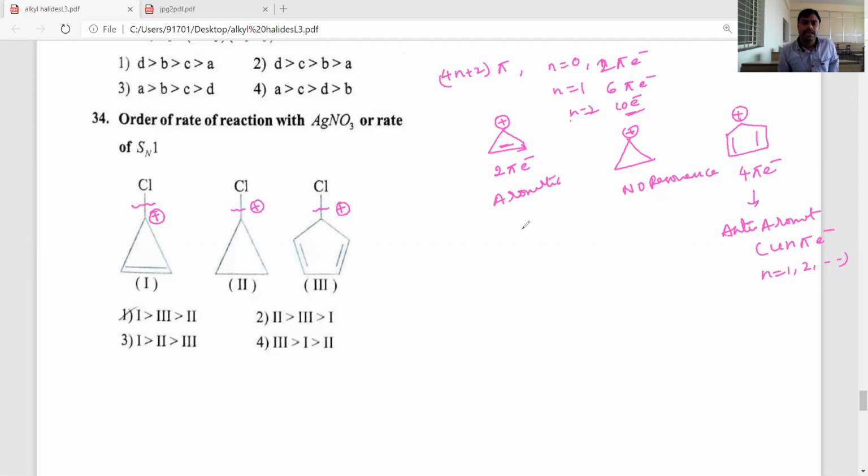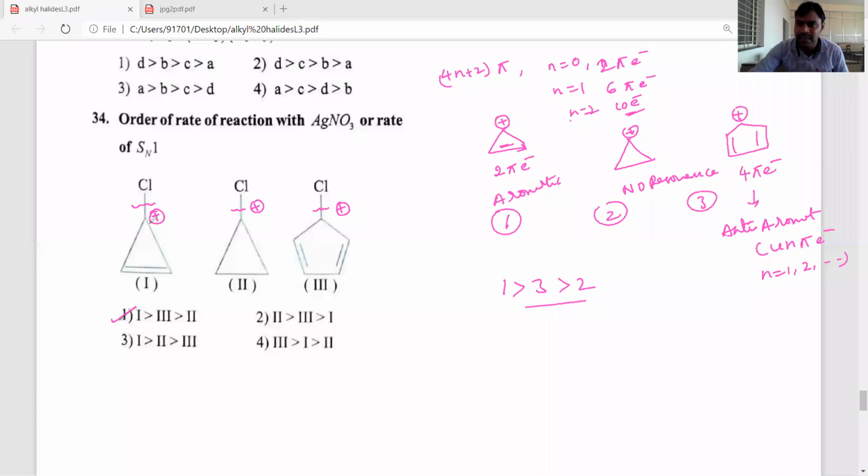That's why aromatic carbocations are more stable than anti-aromatic carbocations. That's why this is 1, and 2 and 3; 1 is highly reactive regarding SN1 when compared to 3, then 2. So the answer is the first option is correct.